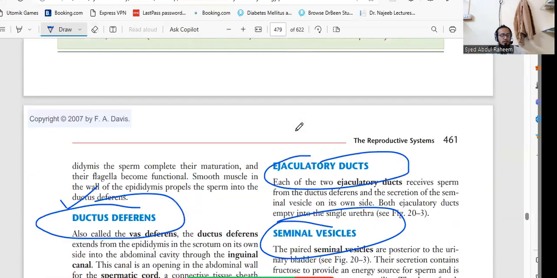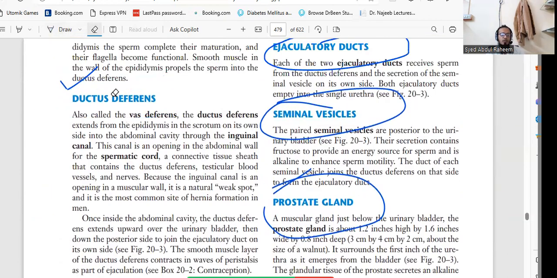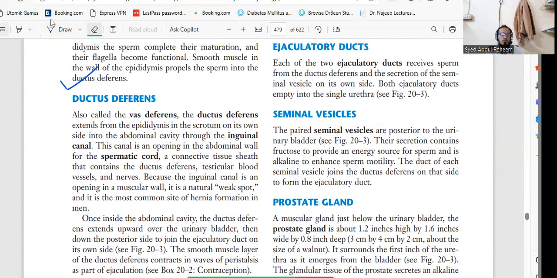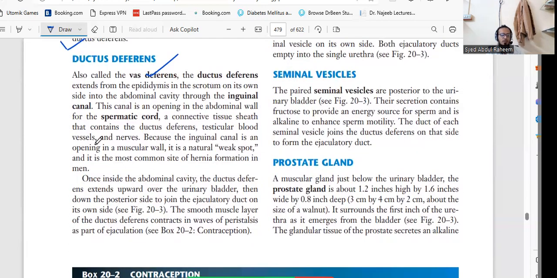Let's talk about the duct deferens, also called vas deferens. The duct deferens extends from the epididymis in the scrotum on its own side into the abdominal cavity through the inguinal canal. This canal is an opening in the abdominal wall for the spermatic cord, a connective tissue shell that contains the duct deferens, testicular blood vessels, and nerves. Because the inguinal canal is an opening in a muscular wall, it is a natural weak spot and is the most common site of hernia formation in men.